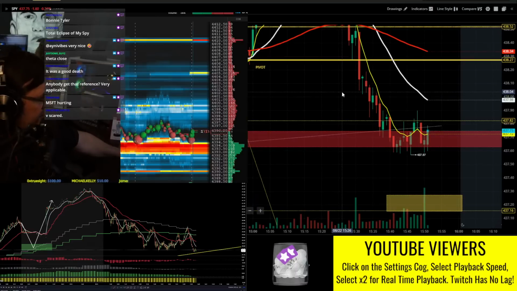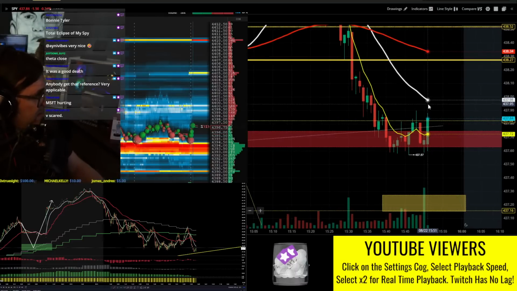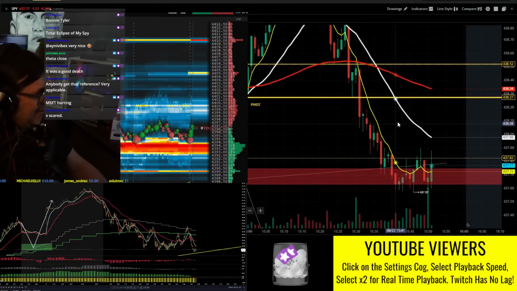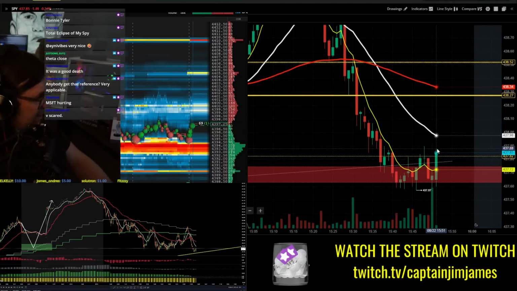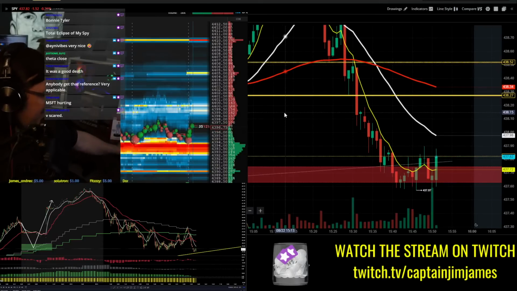Jeez, they just took me for another penny on 429. They literally just ripped me for a penny. Fuck. Even this green bar right here, they just robbed me of 50% of this trade. Like 50% on that bar right there.